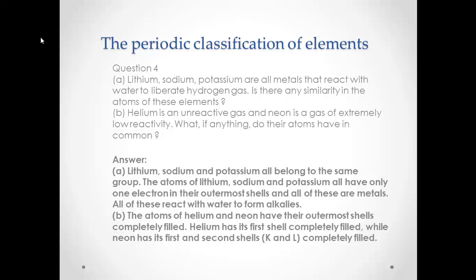Helium is an unreactive gas and neon is a gas of extremely low reactivity. What, if anything, do their atoms have in common? We know that helium and neon are noble gases. What is their speciality? They have a fully filled last shell. Helium has only one shell which is filled with 2 electrons, and neon has 2 shells and both of them are filled. Its electronic configuration is 2, 8. So they do not want to gain, lose or share electrons. They are unreactive. We'll move to question number 5.